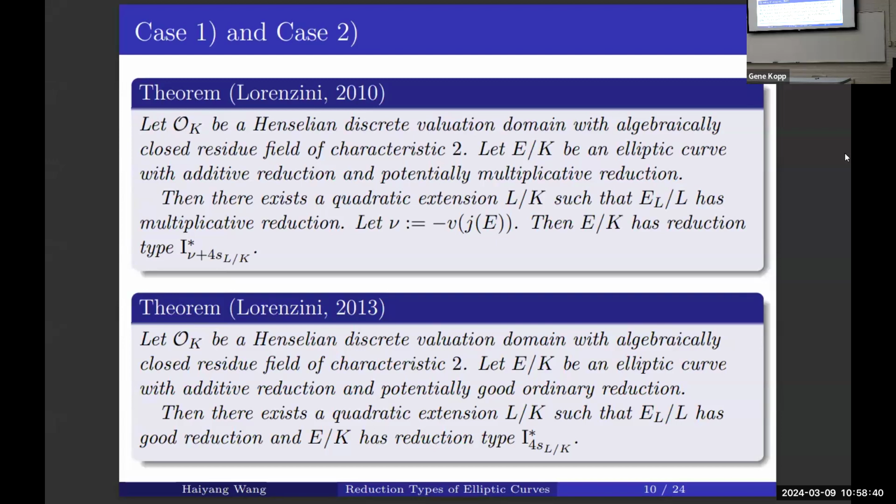When E over K has additive reduction and potentially good ordinary reduction, then still there exists a quadratic extension L over K such that the base change has good reduction, and the reduction type of E over K is I star 4 SL over K. Notice that the formula for computing the indices here agree, since when E over K has potentially good ordinary reduction, then the valuation of the J invariant is equal to 0.